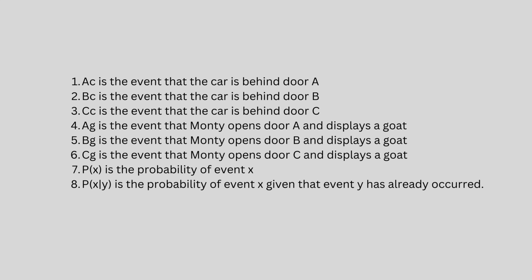To greatly aid in remembering and help in presentation, I will provide some notation. AC is the event that the car is behind door A. BC is the event that the car is behind door B, and so forth. AG is the event that Monty opens door A and displays a goat. BG is the event that Monty opens door B and displays a goat, and so forth. P(X) is the probability of event X. P(X|Y) is the probability of event X given that the event Y has already occurred.